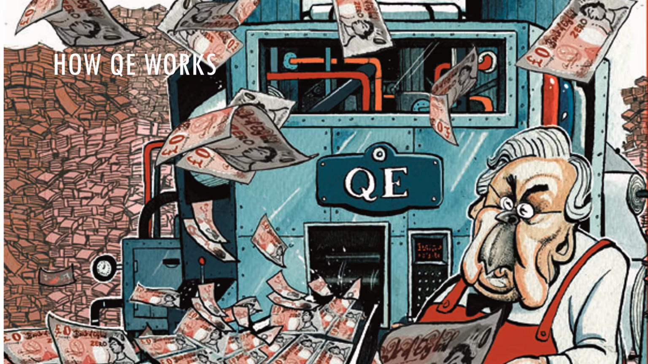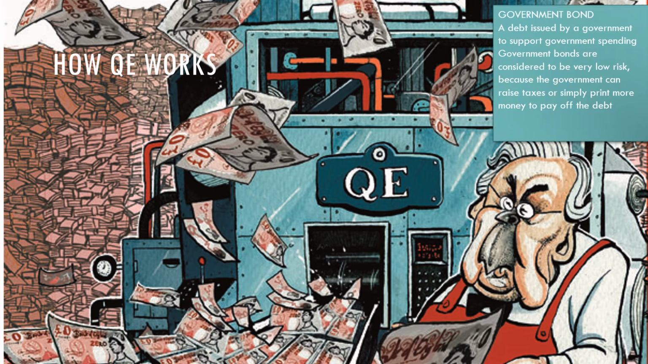So we were looking here at quantitative easing. Quantitative easing is to do with increasing the money supply. It's sometimes called QE, and we're going to have a look at how it works. Now, part of the story involves what's known as government bonds. And a government bond is something that is issued by the government when they want to raise money.